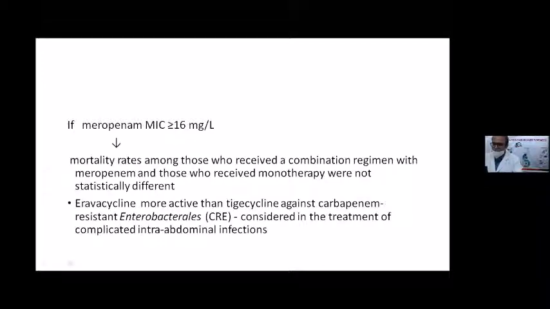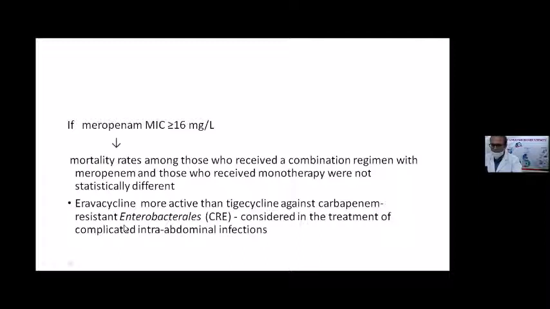It has been observed in various studies that if the MIC of meropenem is 16 or more, there is no additional benefit of combining meropenem with polymyxins. As you can see, the mortality rate among those who received combination therapy with meropenem and those who received monotherapy were not statistically different. That means if the isolate is resistant to meropenem, but the MIC is 8 or below, we can safely combine polymyxin with meropenem. But if the MIC of meropenem is more than 16, we are not getting an advantage of combining meropenem with polymyxin for treating these kinds of infection, KPC-producing Enterobacterales.